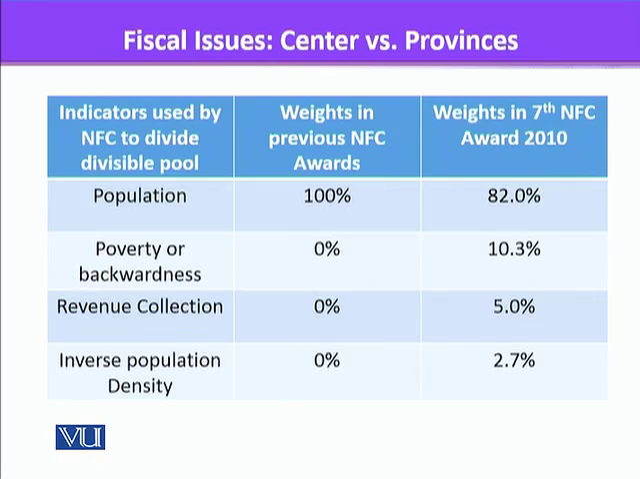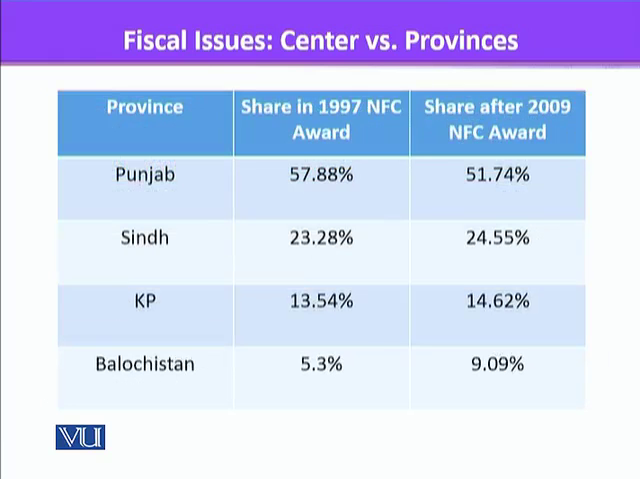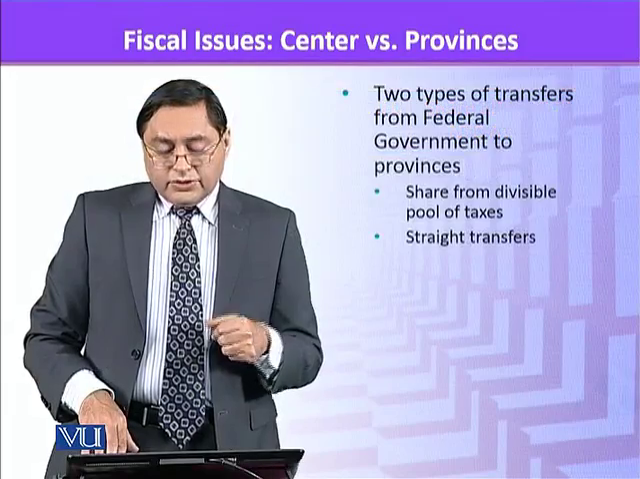There was also a change in weights. Previously, the division between provinces was decided on the basis of population only. But in 2010, it changed, and now poverty, revenue collection and population density are also important. So what has happened over the years is that Punjab's share has gone down, while shares of other provinces have increased. So Sindh has a little bit more share, KP has also a little bit more share, and Balochistan's share has almost doubled.